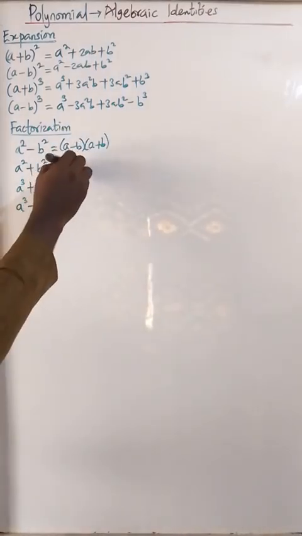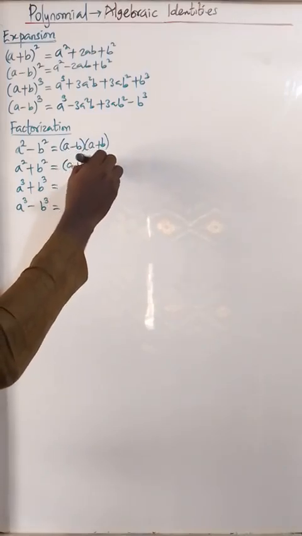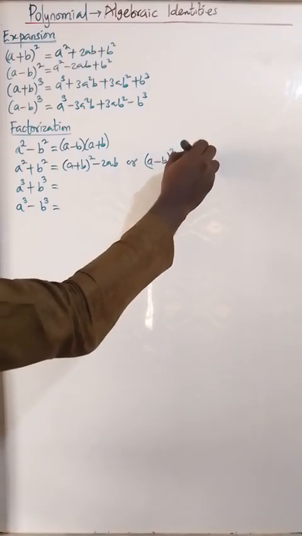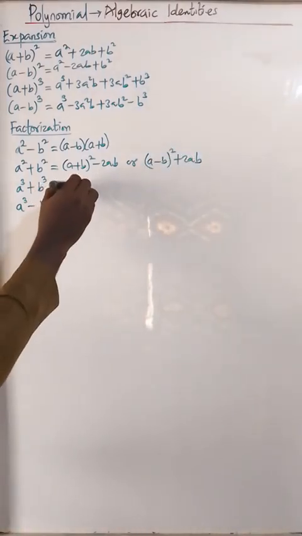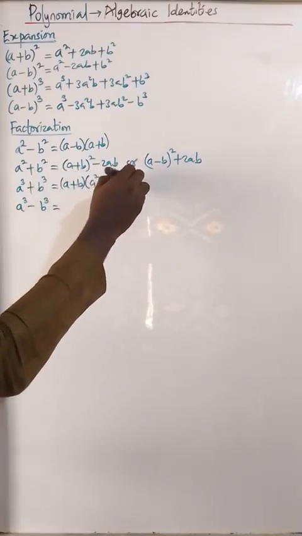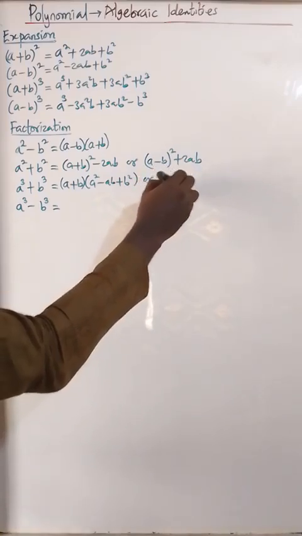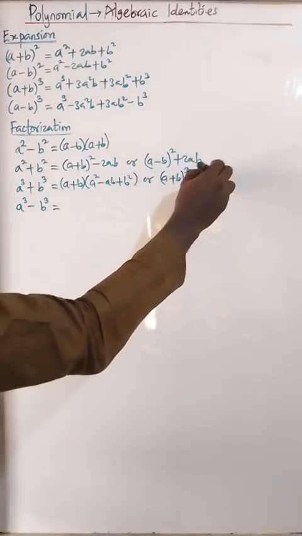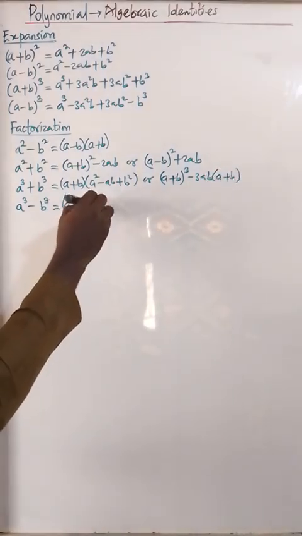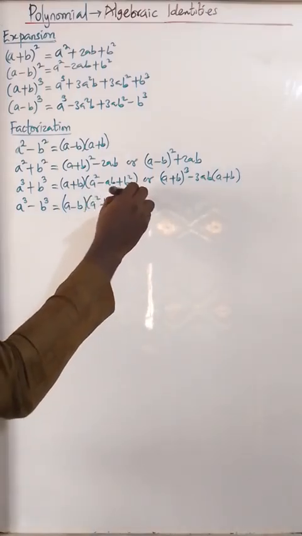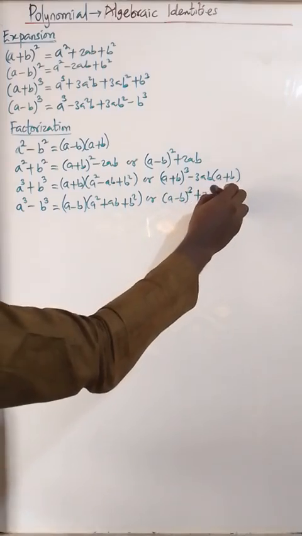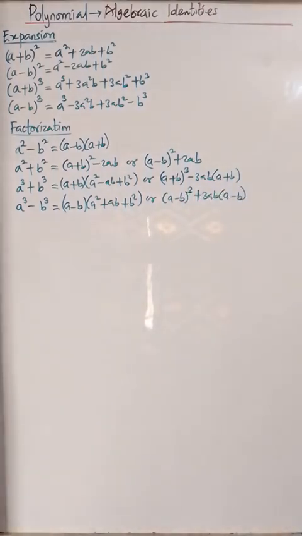For this, it's either a plus b all squared minus 2ab, or a minus b all squared plus 2ab. For this one, we have a plus b into a squared minus ab plus b squared, or a plus b all cubed minus 3ab into a plus b. For this one, a minus b into a squared plus ab plus b squared, or a minus b cubed plus 3ab into a minus b. So you have to know everything here by heart.